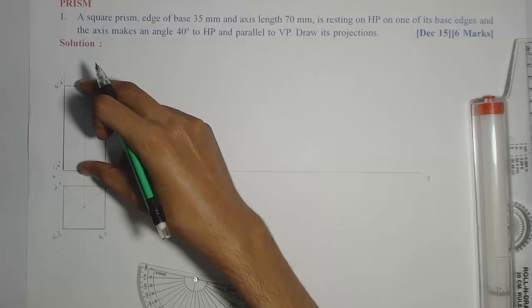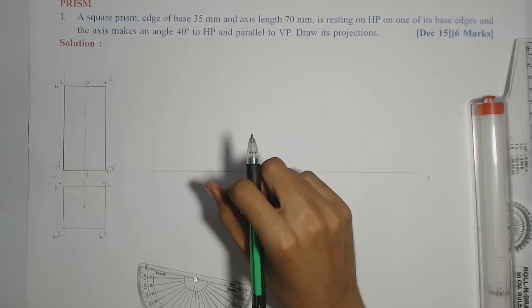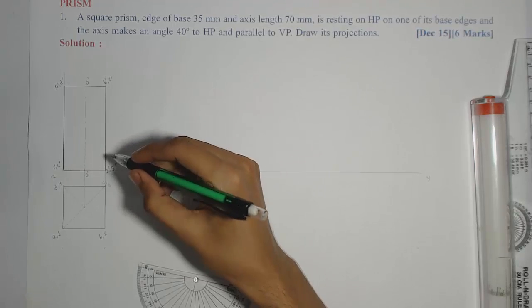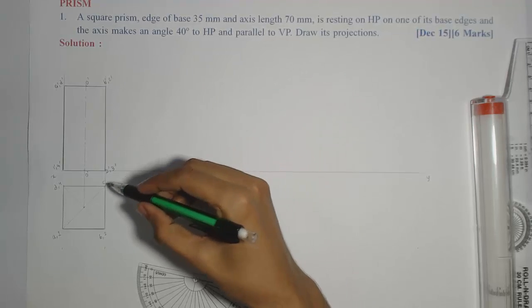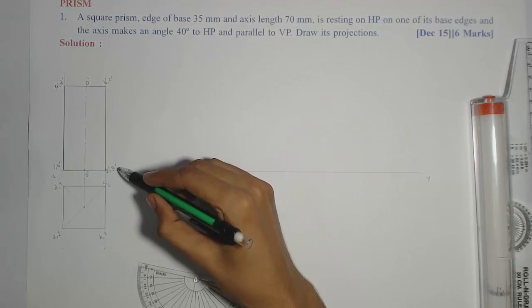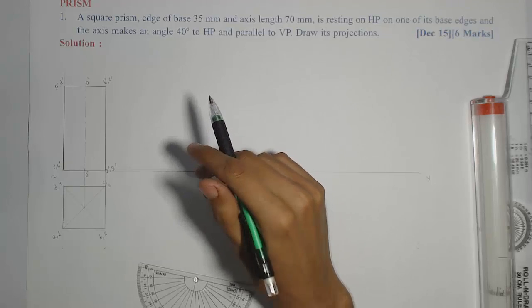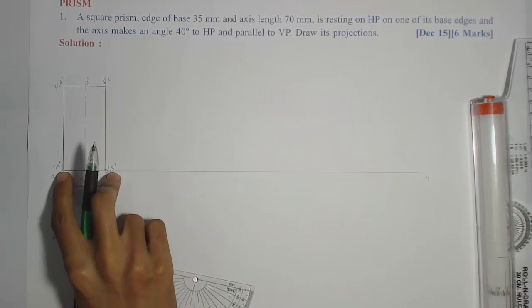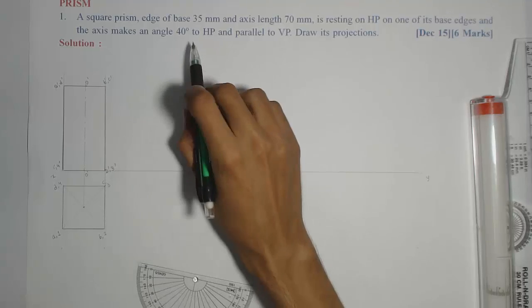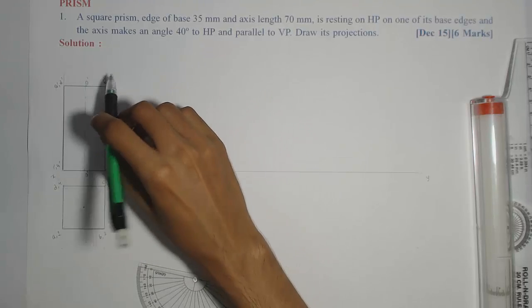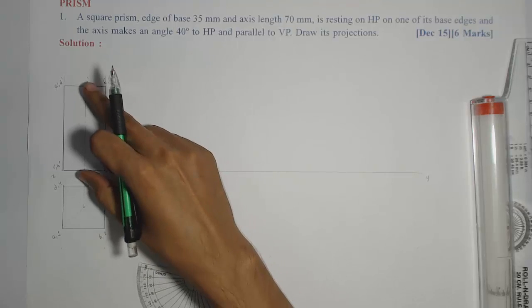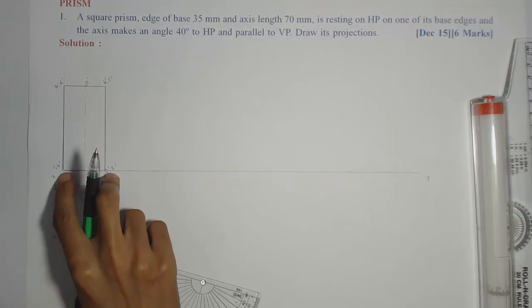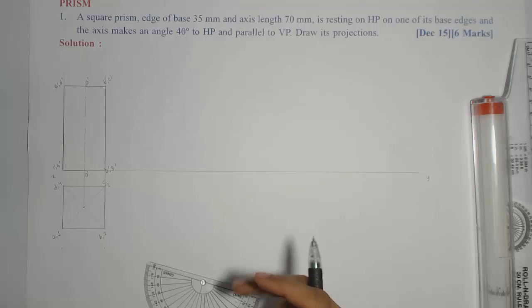So the next step is to rotate this axis, but it is not directly possible to rotate because I need to keep this edge of the base, which is 2, 3, in the HP. If the axis is making an angle of 40 degrees with the HP, then obviously the base will make an angle of 90 minus 40. Since the axis is perpendicular to the base edge, and if the axis is making an angle of 40 degrees, obviously the base will make an angle of 50, that is 90 minus 40.